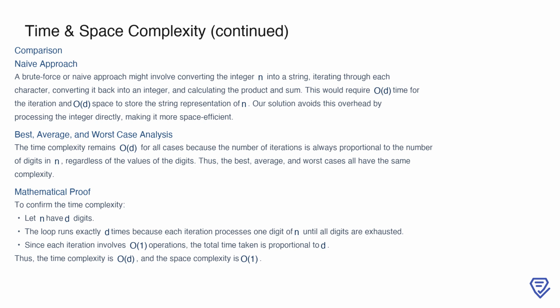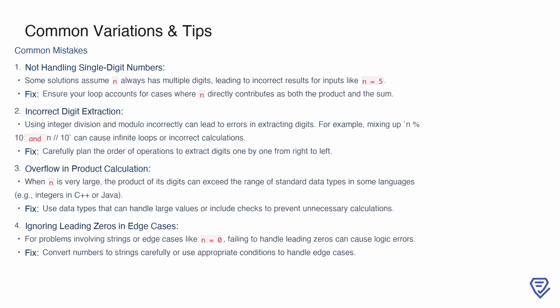Regarding time complexity, the algorithm remains O(d) in all cases, best, average, and worst, because the number of digits determines the number of iterations, irrespective of their values. Mathematically, this is validated by observing that for an input with d digits, the loop runs exactly d times, with each iteration involving constant time operations. As a result, the time complexity is proportional to d, reinforcing that it is O(d), while the space complexity remains O(1). In solving this problem, there are several common mistakes to watch out for.